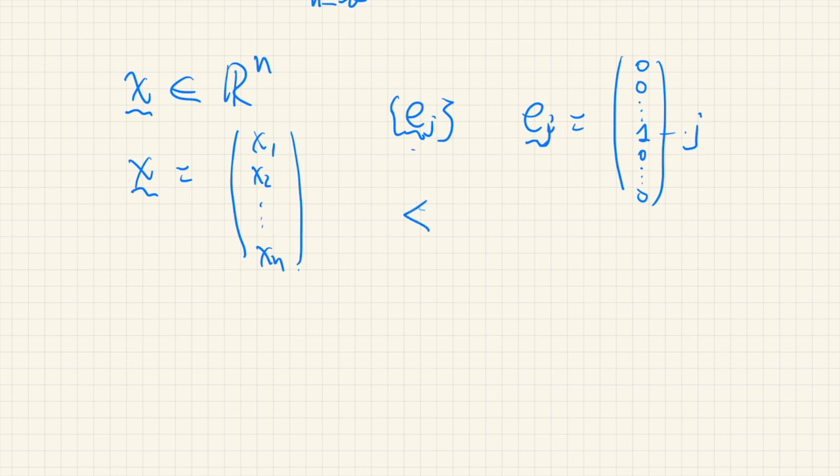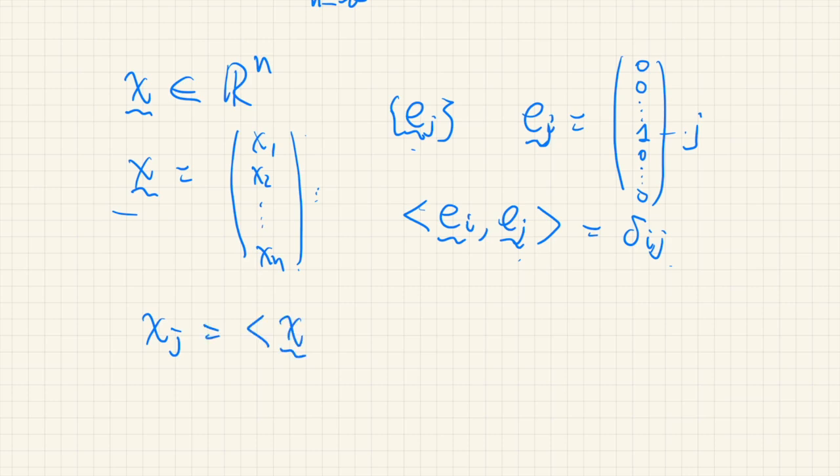For this set, we have this orthonormality, e_i and e_j. If we take the inner product, that is equal to either 1 or 0. And it is 1 if and only if i and j are equal. Otherwise, it's 0. So for the jth element of this vector x, x_j can be expressed as the inner product between the vector x and the basis vector e_j.